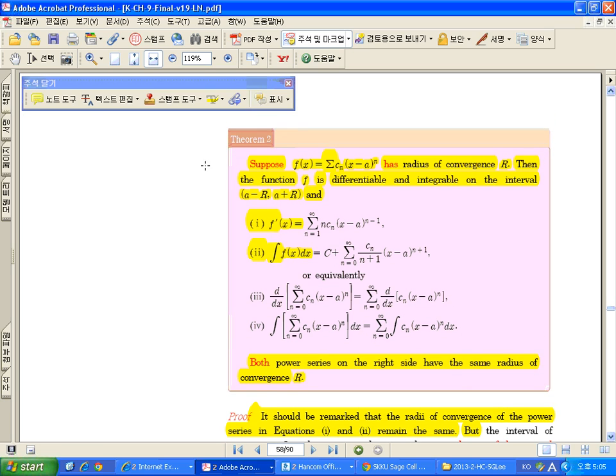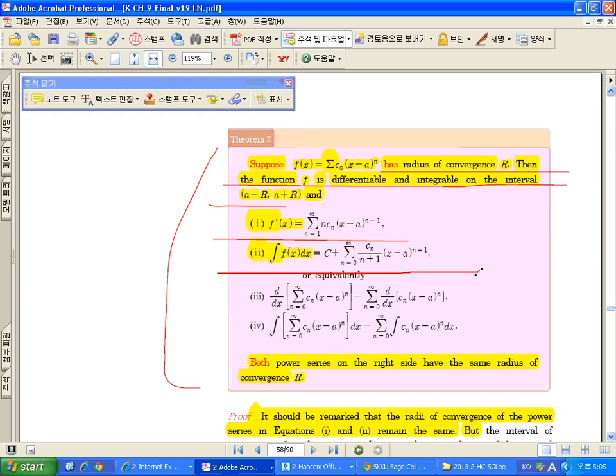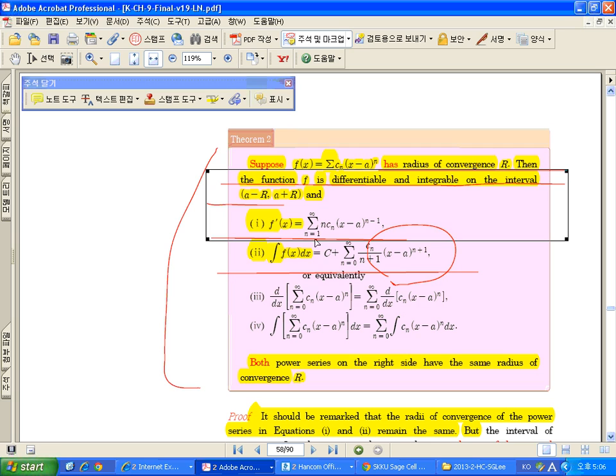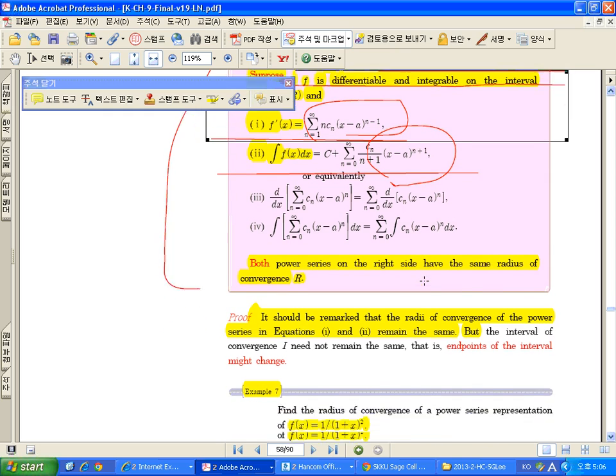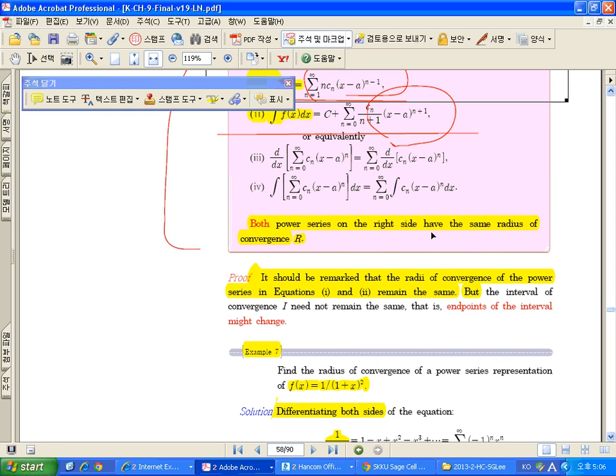Okay, with that knowledge, we can have the theorem. Suppose this power series has the radius of convergence R. Then the function is differentiable and integrable on the interval, and f prime of x can be obtained like this. The integral of f of x can be obtained like this, because it can all be done term by term, and then add all those terms. Both power series on the right side have the same radius of convergence.